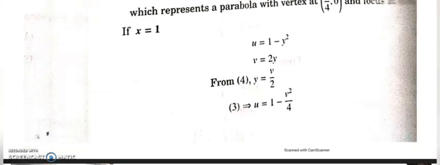So now from this, y is equal to v by 2. So you can substitute v by 2 in this equation. Y is v by 2. V by 2 the whole square means v square by 4. 1 minus v square by 4. U is equal to 1 minus v square by 4. And now from this we can find v square, right? So taking this to the other side, minus will become plus. V square by 4 is equal to 1 minus u.